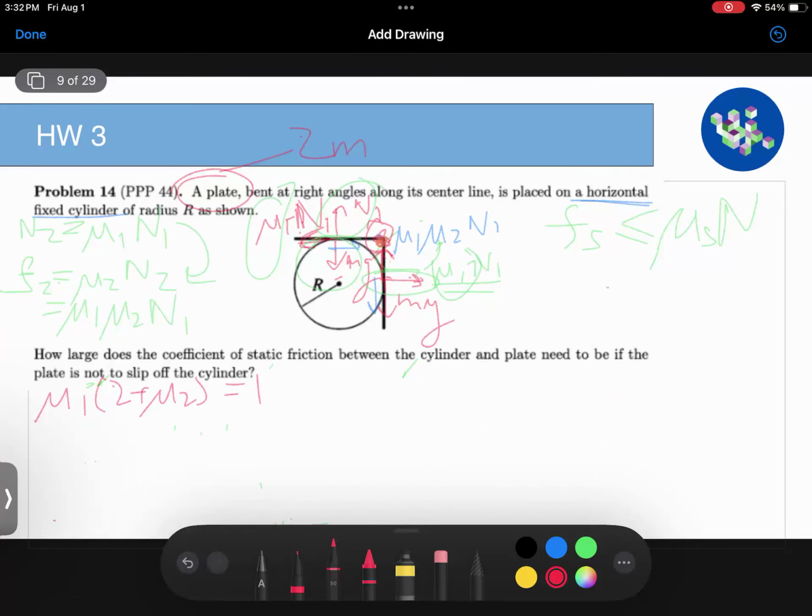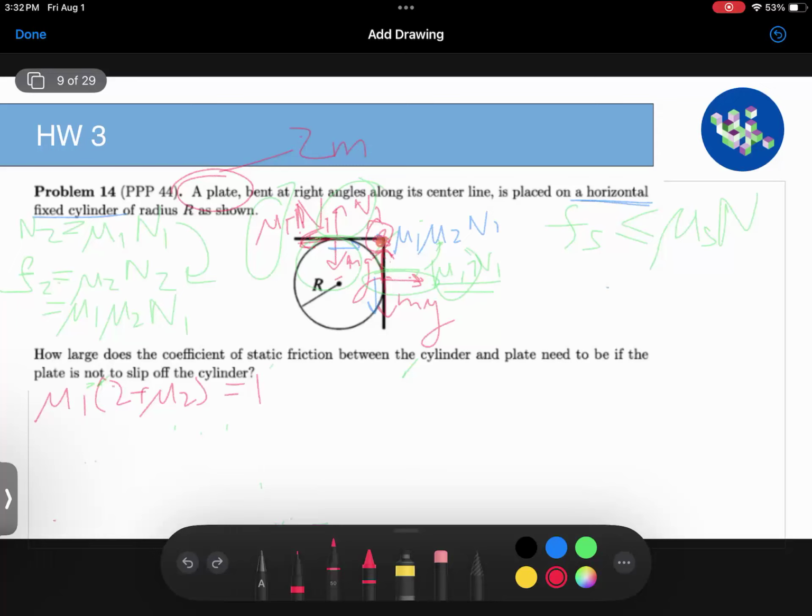And then right now is when we decide what's mu1 and mu2, right? So you might think that we have one equation, right? But we have two variables to solve for, right? We have mu1 and mu2. How do we solve for both mu1 and mu2 if we don't have two equations? We only have one. But the thing is, our goal in this problem is how large does the coefficient of static friction need to be if the plate was not to slip at the cylinder?